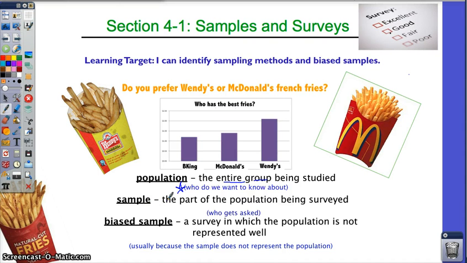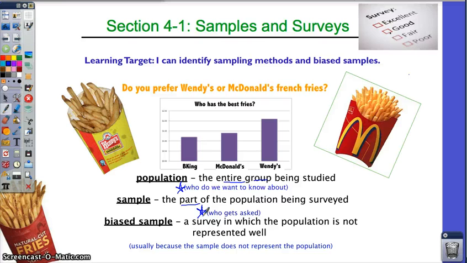The sample is the part of the population that is actually being surveyed. So who actually gets asked? If you're doing a sample about Fort Couch students, then who do I actually ask? Do I ask maybe all of my friends? That could be my sample. Or maybe I go and I ask one student from each homeroom. That could be my sample. But it's only the ones who actually are participating in the survey. The population actually includes everybody who has a chance to participate.